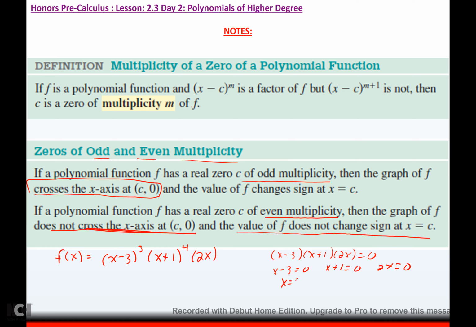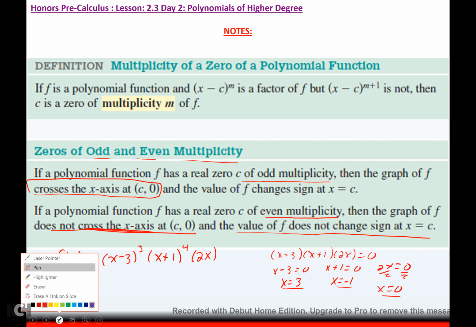In this case, x is 3. In this case, x is negative 1. And in this case, divide by 2, x is 0. Which meant that this thing would cross the x-axis at 3, negative 1, and 0. Well, it's exactly the same thing, except now you have powers. This x minus 3 was to the third. This x plus 1 was to the fourth. And this 2x is to the 1. This power is odd. This one is even. And this one is odd.